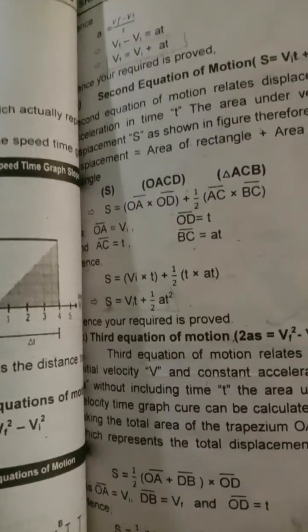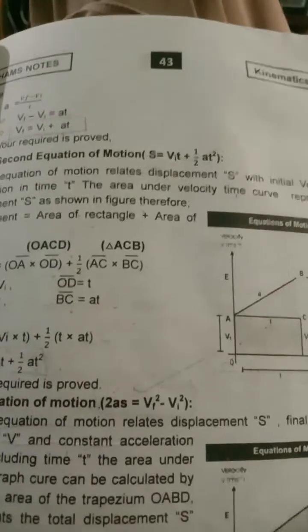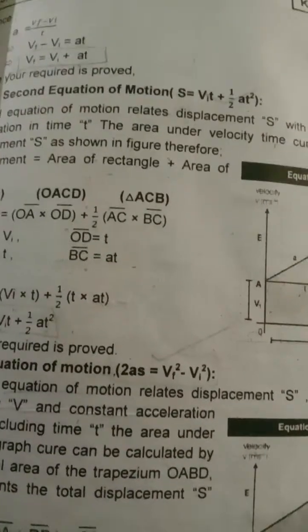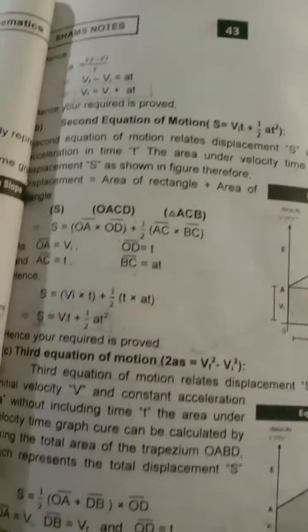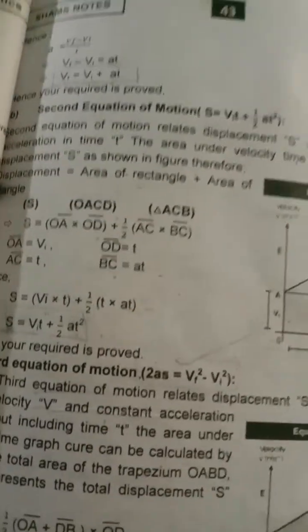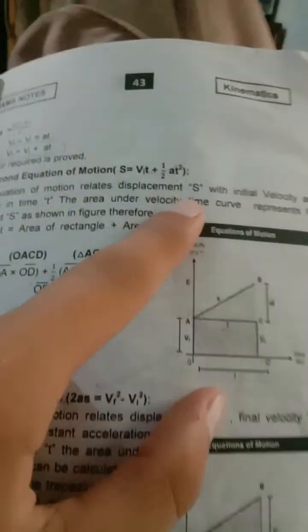The second equation of motion relates displacement s with initial velocity and acceleration in time.